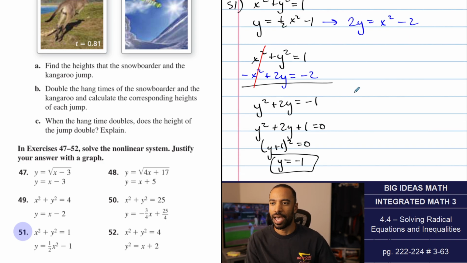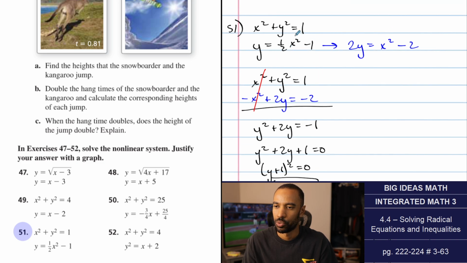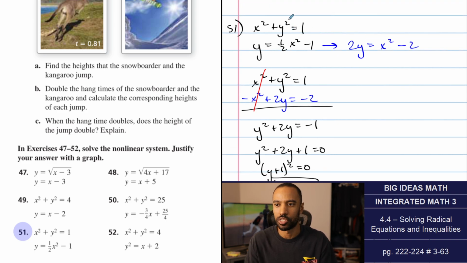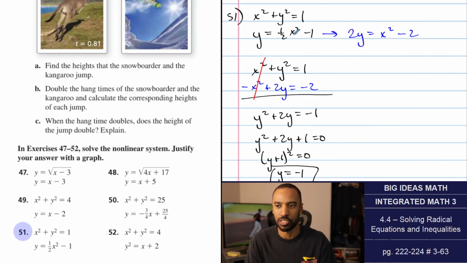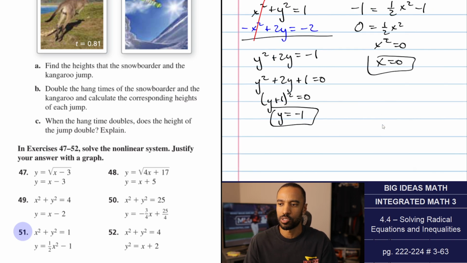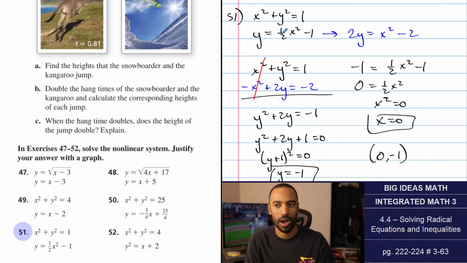Now when we solve for x, let's do the top equation, x squared. Well, let's not do the top equation this time. That's the one that leads to extraneity. Let's do the bottom equation. Negative 1 equals 1/2 x squared minus 1. I'll add 1 to both sides to get 0. Multiply both sides by 2. And take the square root of both sides. You get x equals 0. So the only solution I'm seeming to get here is 0, negative 1. Which is interesting because this was a quadratic here.